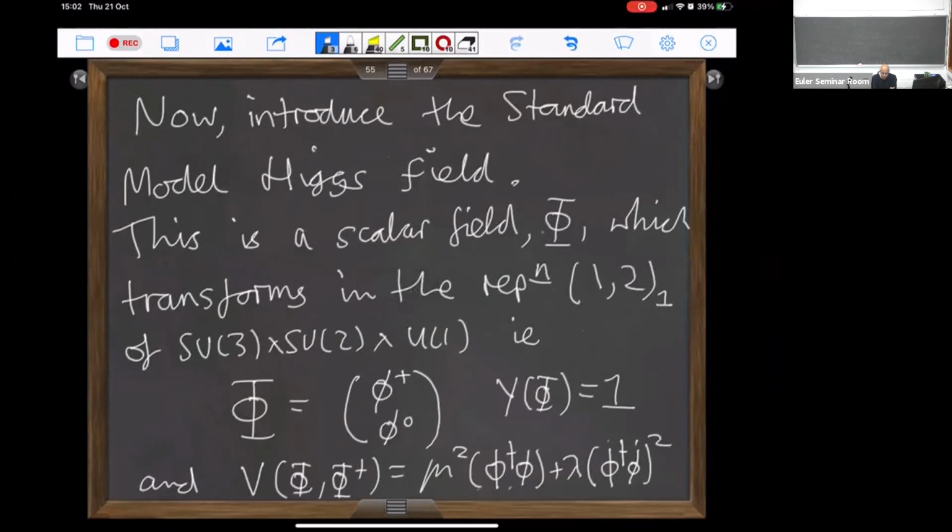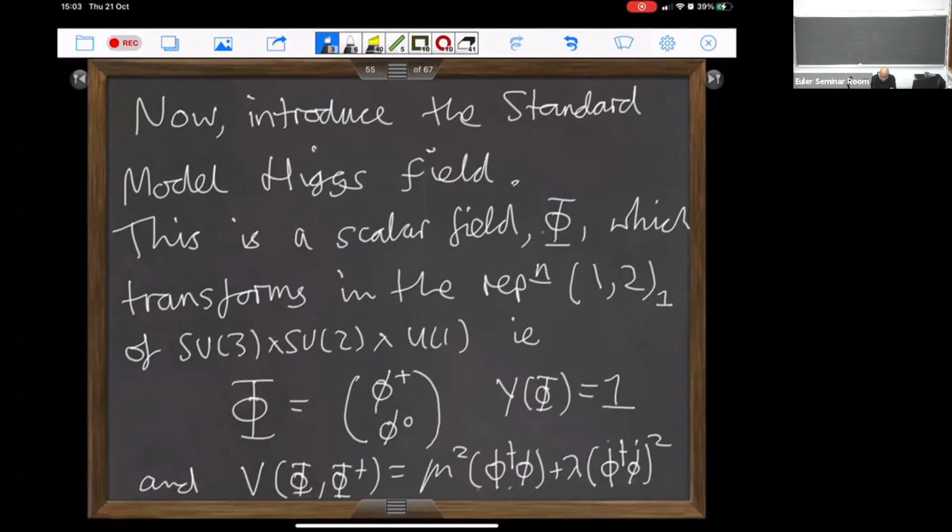All right, so now we're going to introduce the Higgs field of the standard model. Again, this is a scalar field, big phi. All we have to do is specify which representation of the standard model gauge group it transforms under. That turns out to be the 1, 2, 1 representation, namely that the Higgs field is an SU3 singlet. It's a doublet under the SU2 gauge symmetry, and it has hypercharge +1.